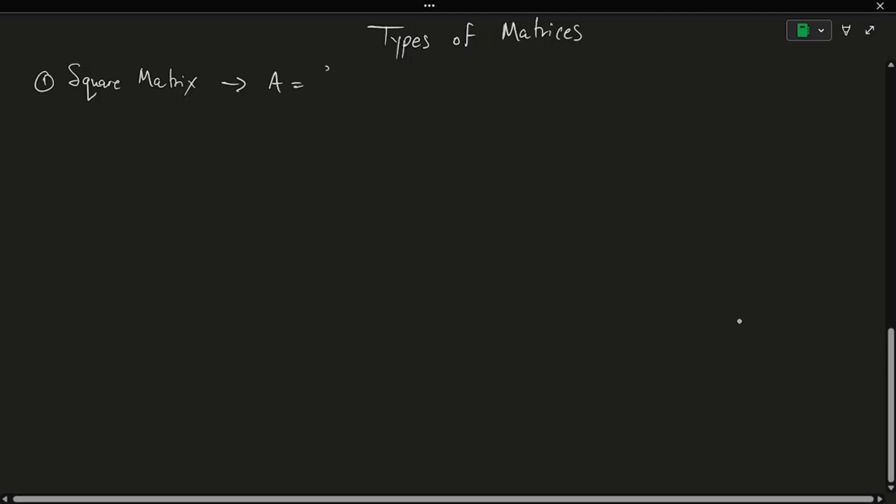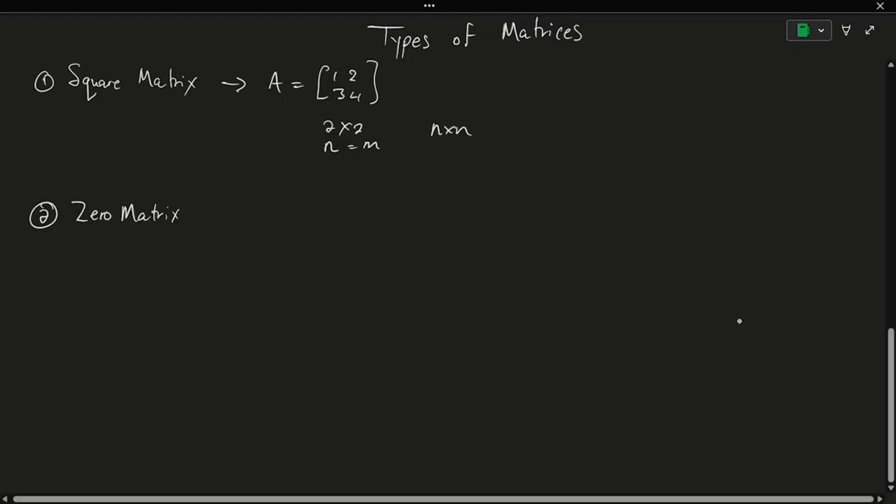So for example, A being equal to 1, 2, 3, 4, right? So this is a 2 by 2, which means the n is equal to m in this case. So it's just an n by n matrix. So this is a square matrix because the rows are equal to columns.